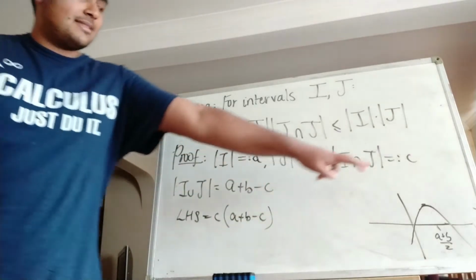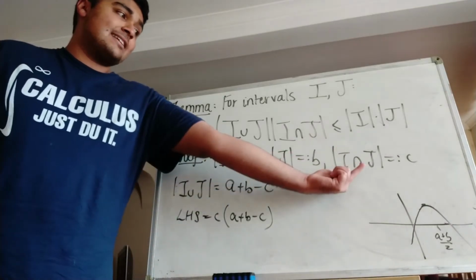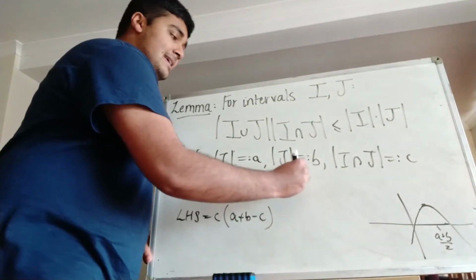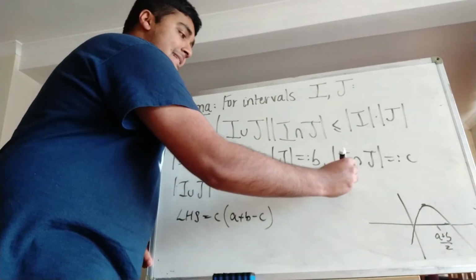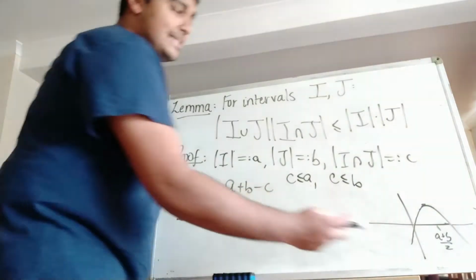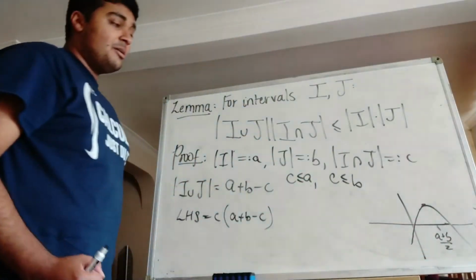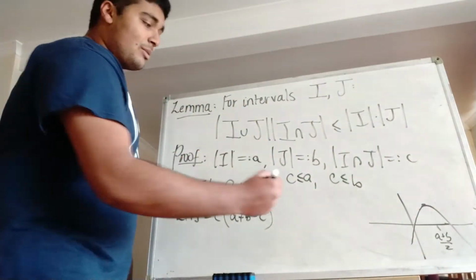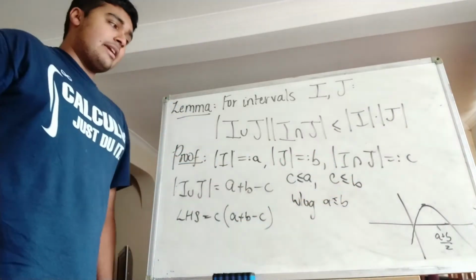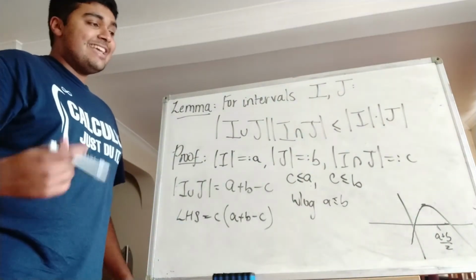But now notice that C we defined to be the length of I intersect J. Because I intersect J is a subset of I, and also a subset of J, it must be that C is less than or equal to A, and C is less than or equal to B as well. In particular, that means C must be on the left-hand side of this maximum point. But we can actually do a bit better. We can say without loss of generality A is less than or equal to B, because of the symmetry of I and J.